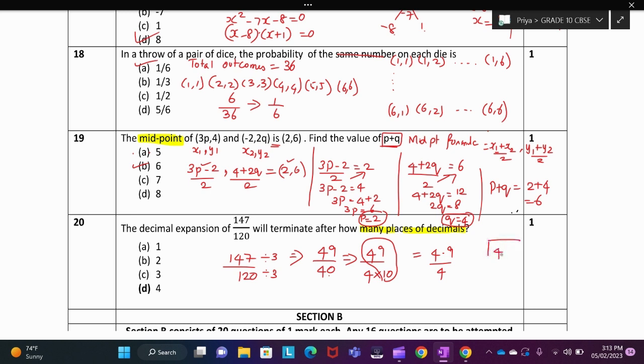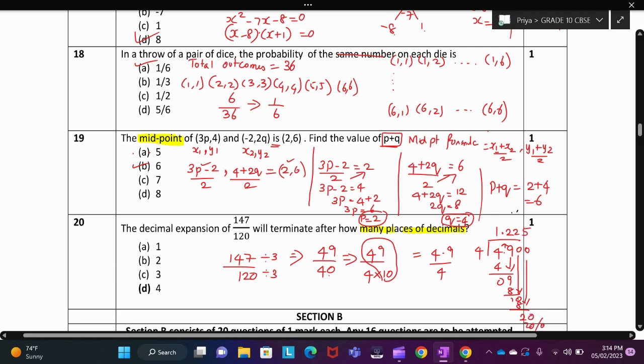Now you can divide using long division method. 4 times 1 is 4. 0. Take this decimal up in order to bring the next number down. So 4 times 2 is 8. The remainder is 1. After decimal, you can add any number of zeros. So 4 times 2 is 8. The remainder is 2. Again, bring the 0 down. 4 times 5 is 20. So 3 decimal digits. The option is C, 3. You have 3 decimal digits, isn't it?